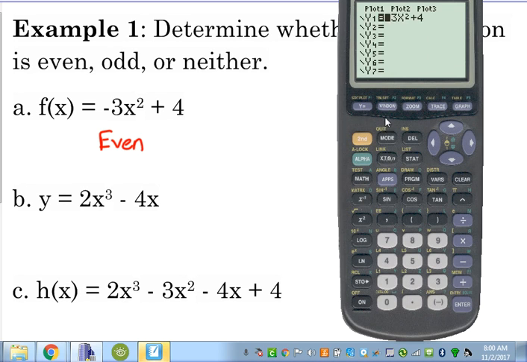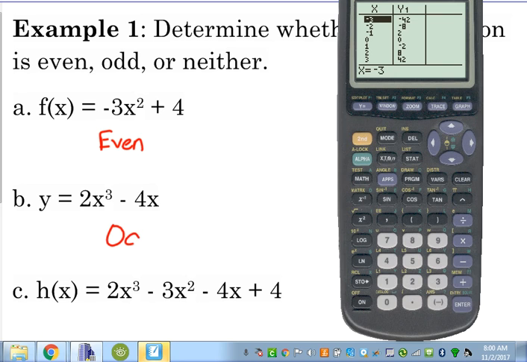Okay, how about B? What do you think that one may be? Probably odd. Let's check it. All the powers are odd. Go to the table. Indeed it is. Okay, opposite x values have opposite y values. We've got negative 42, positive 42, negative 8, positive 8, positive 2, negative 2. So it is odd.